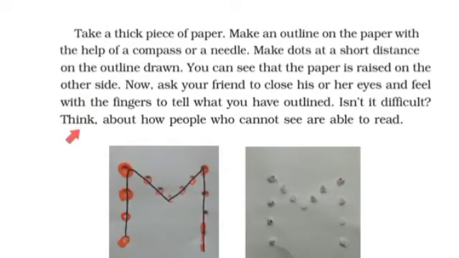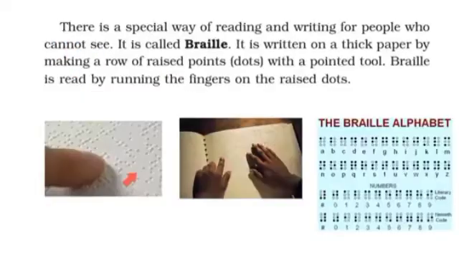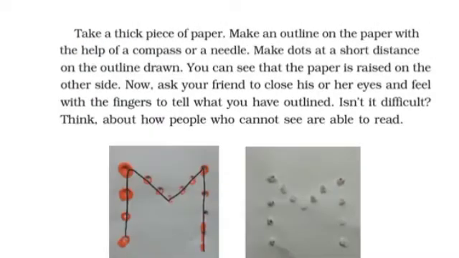Now let's do an activity on how we can create a Braille script. Take a thick piece of paper. Make an outline on the paper with the help of a compass or a needle. Make dots at a short distance on the outline drawn. You can see that the paper is raised on the other side. See, this is the letter M. We have made dots on the letter.